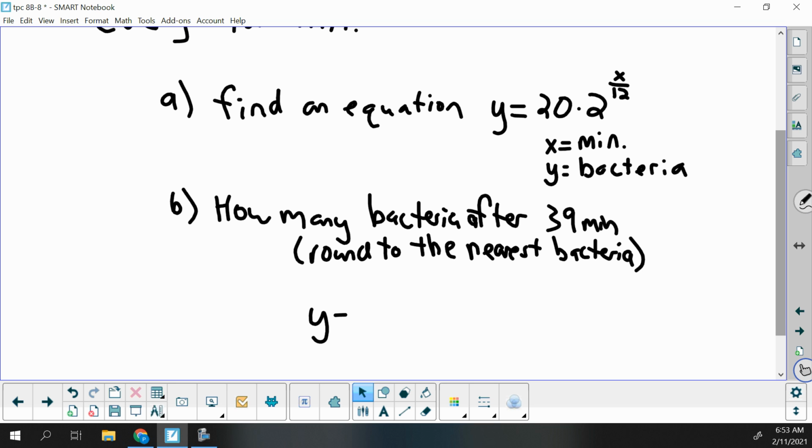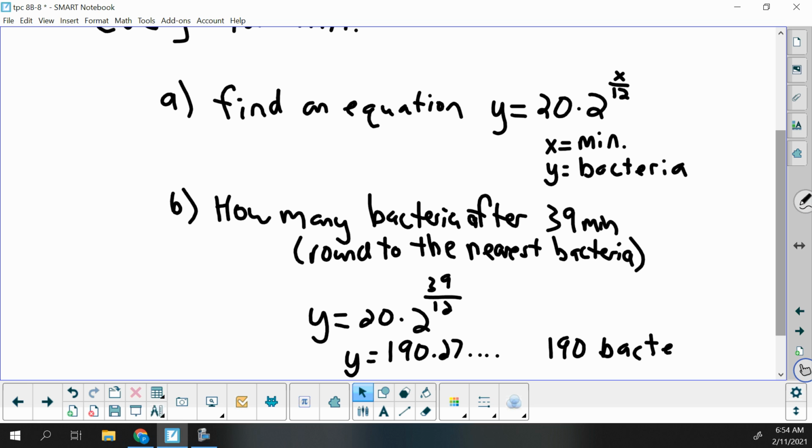So you should have subbed 39 in for x. So that's 20 times 2 to the 39 over 12. That should give us that y is equal to 190.27 and change. So to the nearest bacteria, we should have 190 bacteria. Make sure to have a label on your answer.